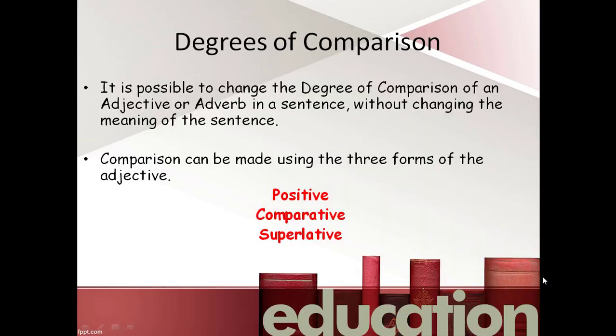It is impossible to change the degrees of comparison of an adjective or adverb in a sentence without changing the meaning of the sentence. Comparison can be made using the three forms of the adjective. They are positive, comparative, and superlative.